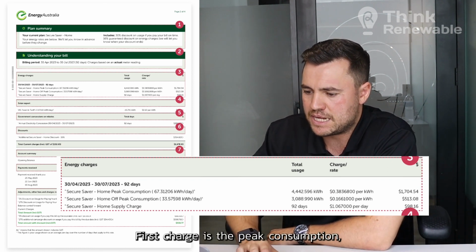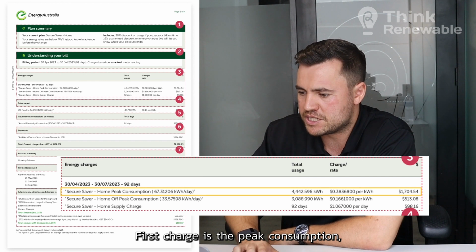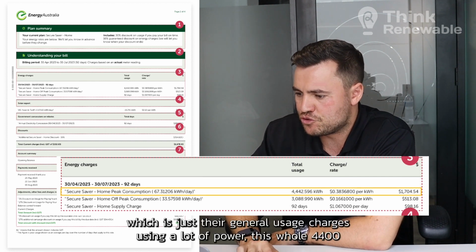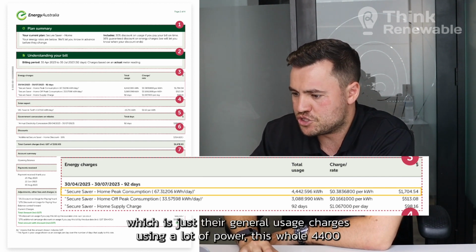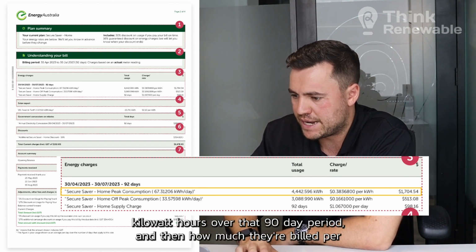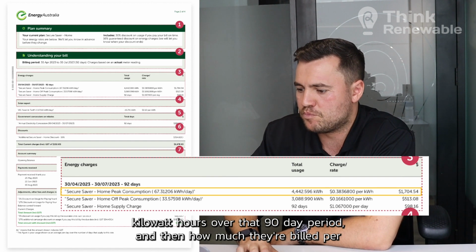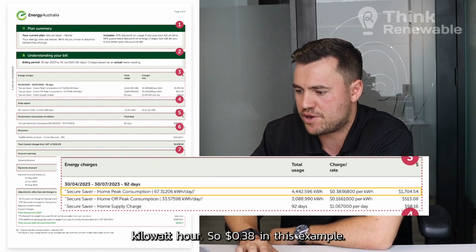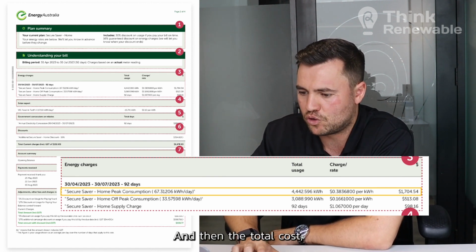First charge is the peak consumption, which is just their general usage charges. Using a lot of power, this home, 4,400 kilowatt hours over that 90-day period. And then how much they're billed per kilowatt hour, so 38 cents in this example, and then the total cost.